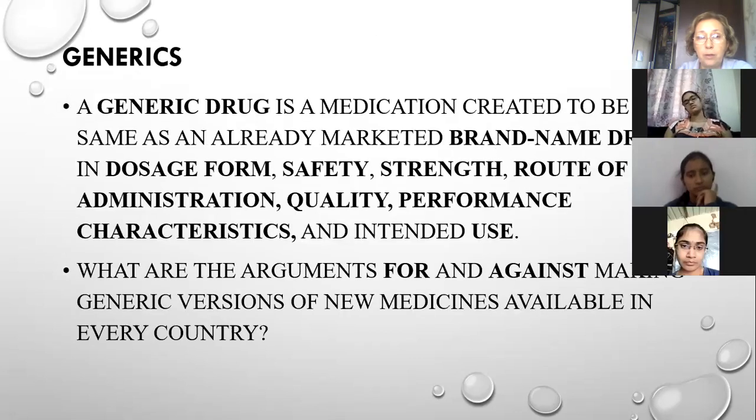Okay. And so apart from brand name drugs, there are so-called generics. And here is the information about generics, as you see on this slide. So what is a generic drug? This is a medication created to be the same as an already marketed brand name drug. The same in dosage form, safety, strength, route of administration, quality, performance characteristics, and intended use.